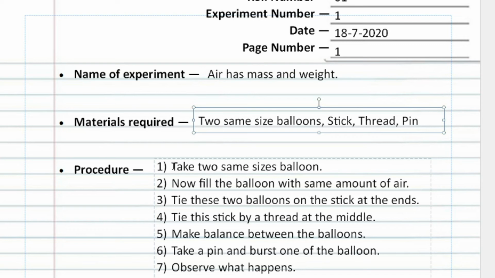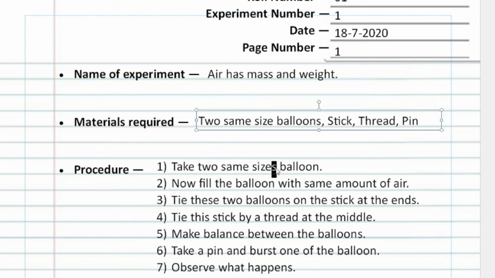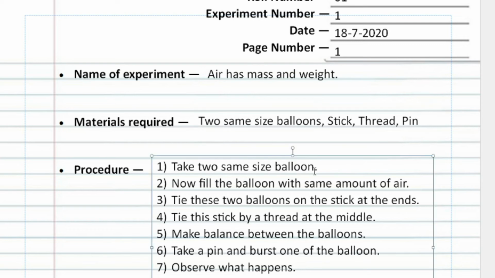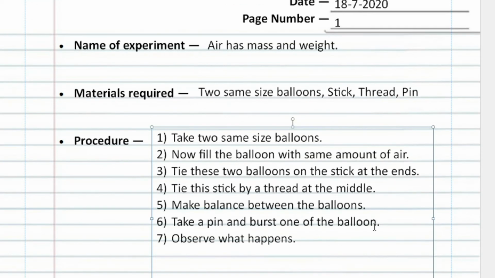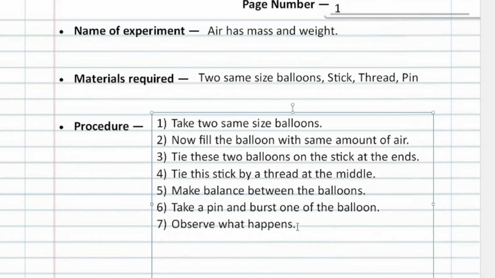Now procedure, step by step. First, take 2 same size balloons. Now fill the balloons with the same amount of air. You have to fill up the balloons with air. Third, tie these two balloons on the stick at the ends. Then tie this stick by a thread at the middle. These are the points of the activity. You have to write the procedure of how to do this experiment. Then observe what happens.